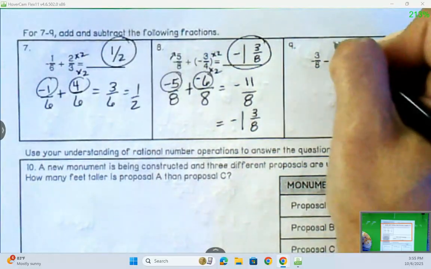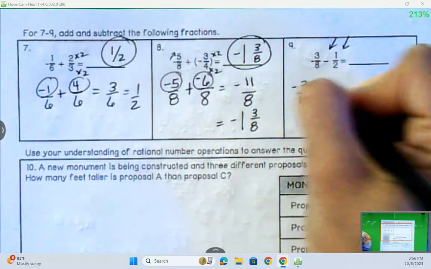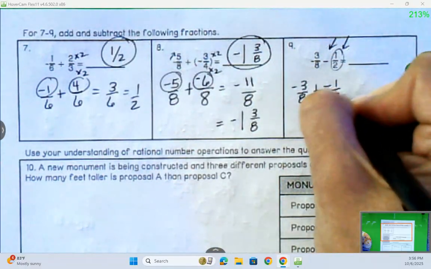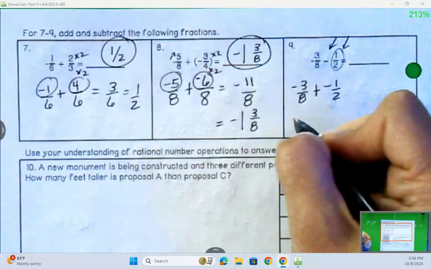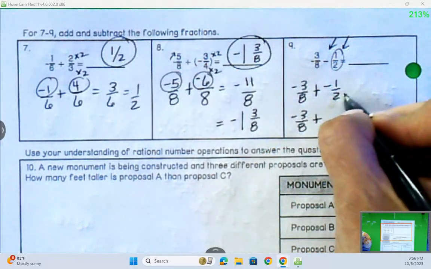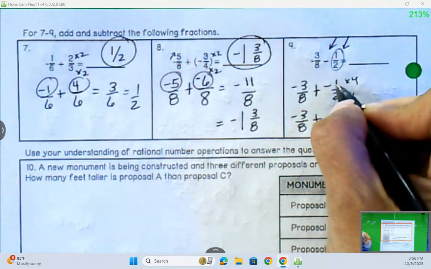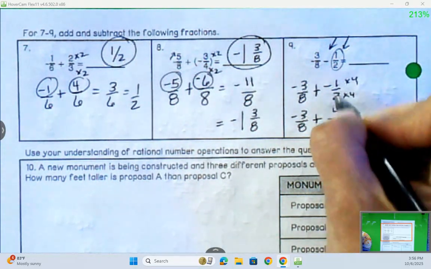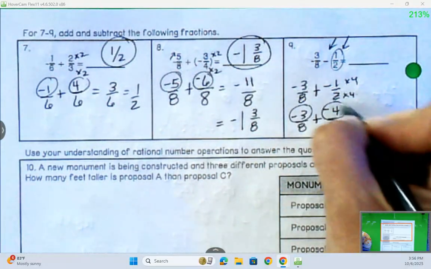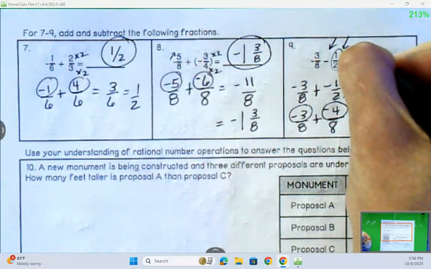Okay, last question here. We're going to have to add the opposite. We have negative 3/8 plus, and then the opposite of 1/2 is negative 1/2. We need a common denominator, so negative 3/8 can stay the same. 2 goes into 8, so we're going to change this to 8s. 2 times 4 is 8. 1 times 4 is 4, but don't forget that negative sign. So we have negative 3/8 plus negative 4/8 for a total of negative 7/8.